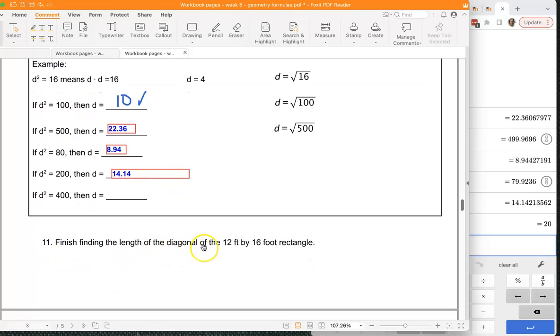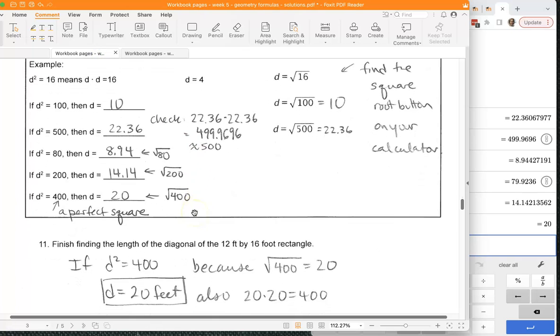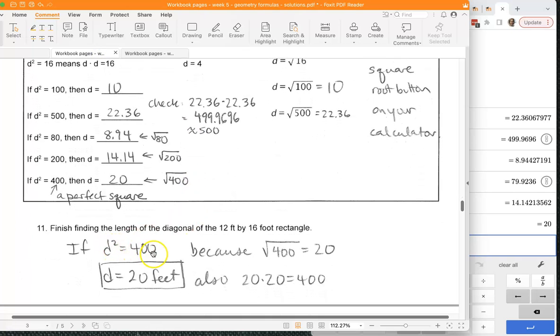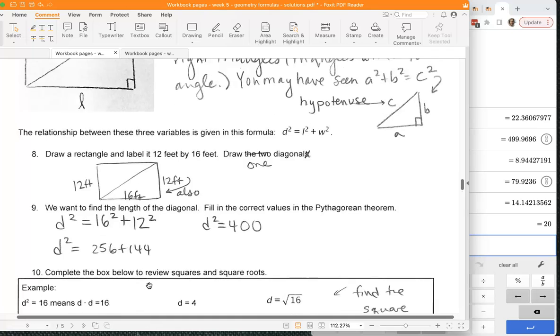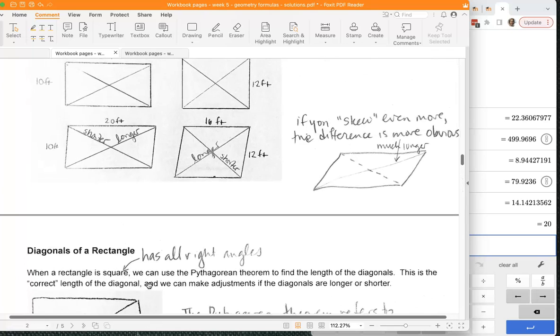Finish finding the length of the diagonal in the 12 by 16 foot rectangle. Well, I think we got it. Because we had d squared equals 400, that means 20 feet is the diagonal of that rectangle. And that made it pretty easy for me to check my diagonals on that 12 by 16 shed that I was building, because it's exactly 20 feet.